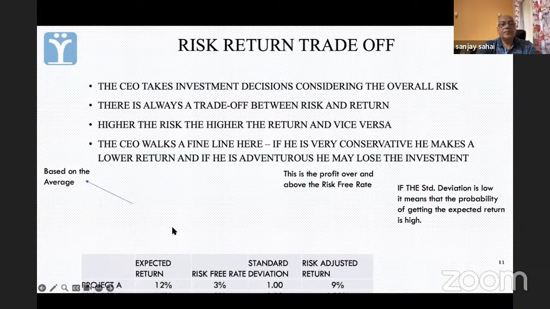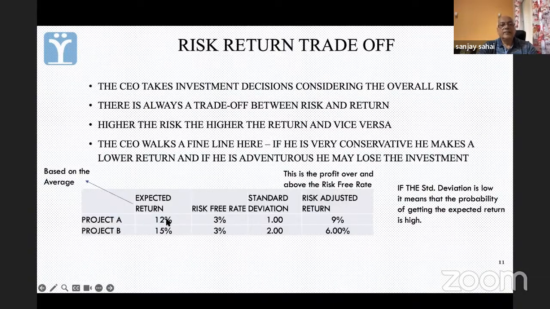Now, project A, let's say the expected return is 12%, project B it is 15%. Risk-free rate is 3%. Standard deviation is 1%. Risk-adjusted return is 9%. इसमें हमारा risk-adjusted return is 6% in project B.